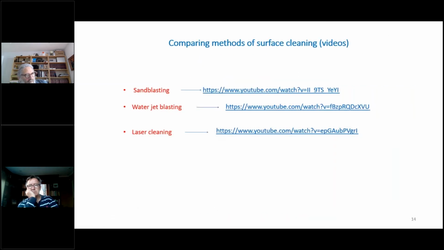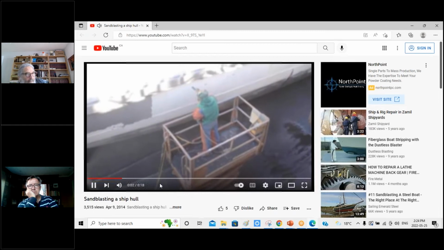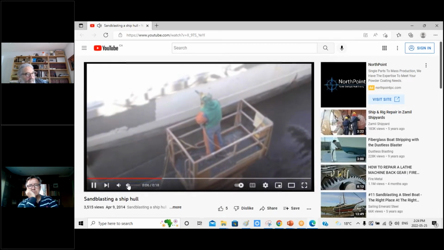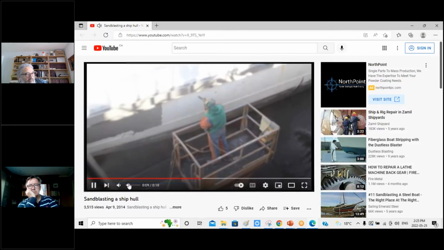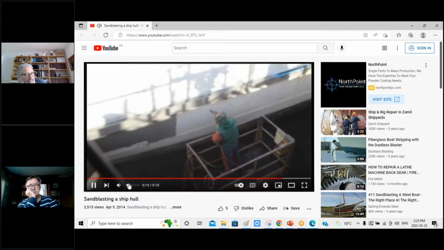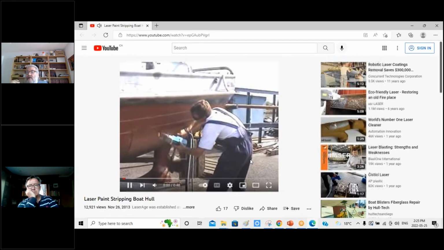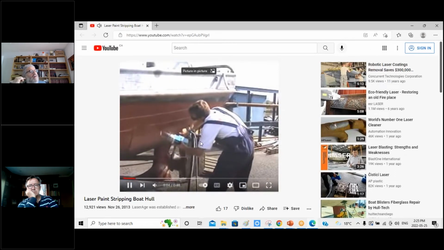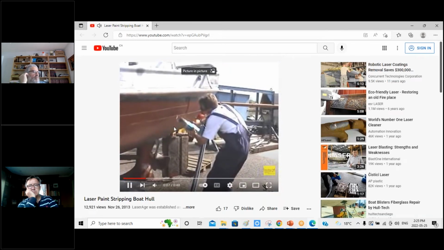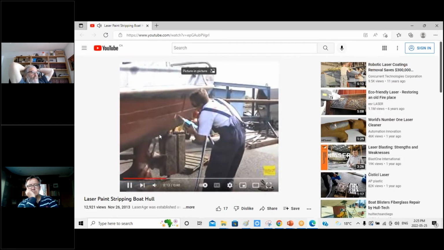Let's move on. There are more videos here, sandblasting and laser cleaning of a ship. Let's look at that. Sandblasting first. You can see the operator is wearing heavy personal protection equipment, and also all the debris is going into the environment. Now we do something similar with laser cleaning. The vacuum pump, this tube, is removing all the debris, and it's a dry process, and it's done very neatly.